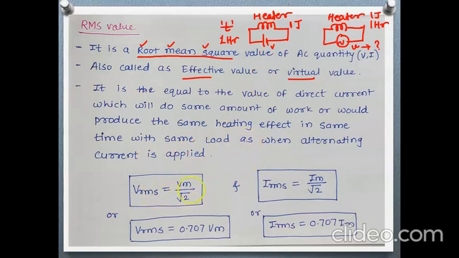This RMS value is given by Vm upon root 2 for the voltage, and Irms will be Im upon root 2 for the current. This Vm is the peak value of voltage and this Im is the peak value of current. We have already discussed this: Vm is peak voltage, also called amplitude or maximum value of voltage, and Im is the amplitude, maximum or peak value of current. Also 1 upon root 2 is nothing but 0.707. So Vrms equals 0.707 Vm and Irms equals 0.707 Im.